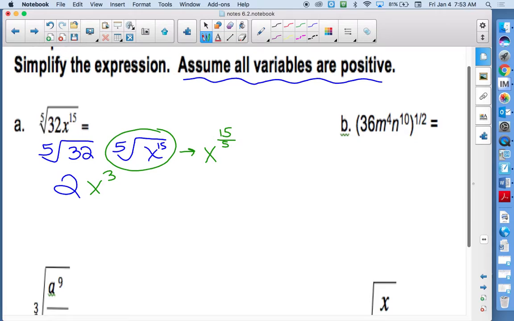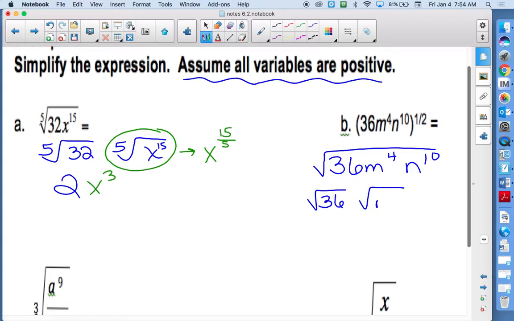If you look at letter B, we have 36m to the 4th, n to the 10th, and then that's all to the 1/2 power. Maggie, if something's to the 1/2 power, what does that mean? It's square rooted, yeah. So the 1/2 power is another way of saying it's square rooted. So we're taking the square root of 36, the square root of m to the 4th, the square root of n to the 10th. When you say square root, remember really there's a little 2 sitting here because it was the 1/2 power. So technically you can put a little 2 there.